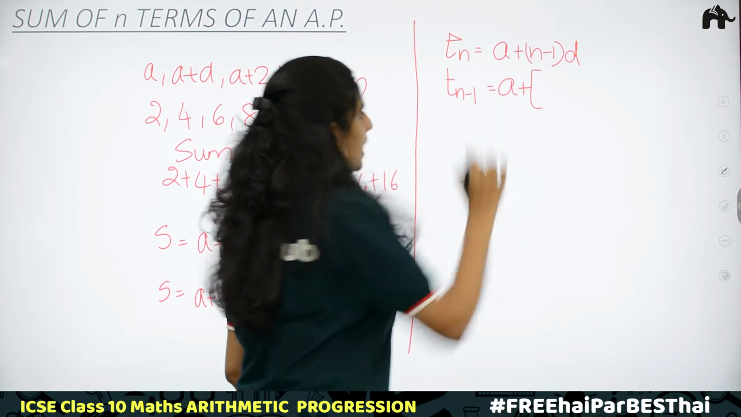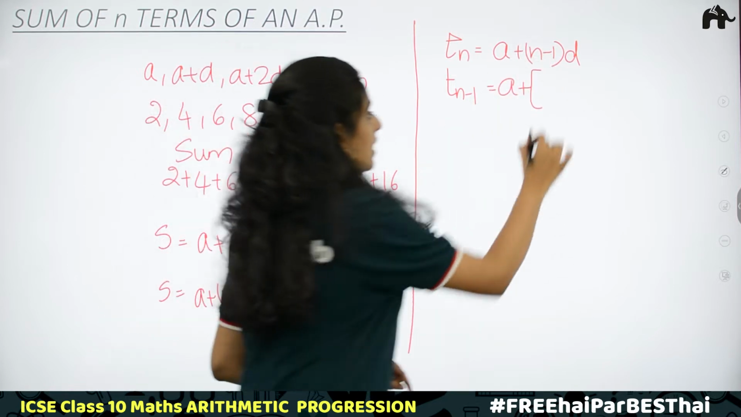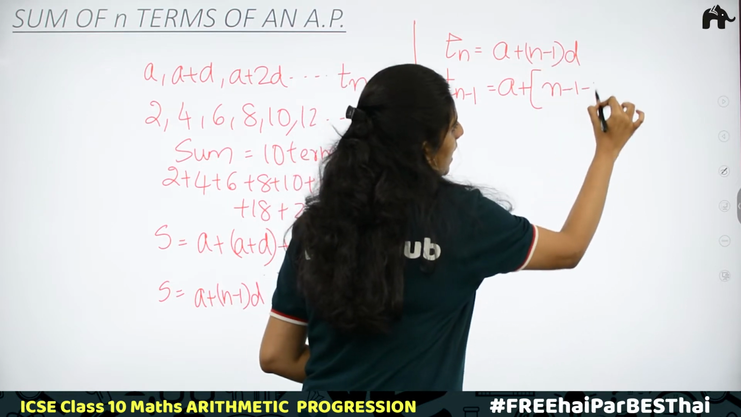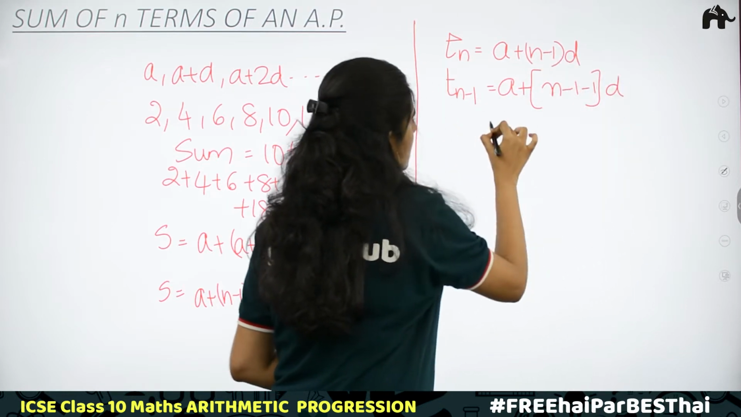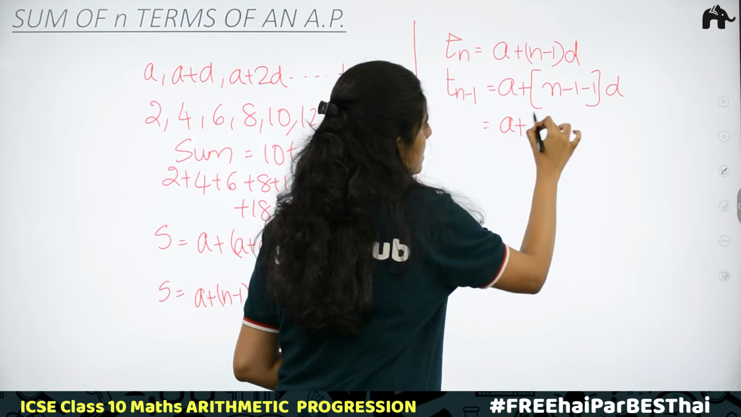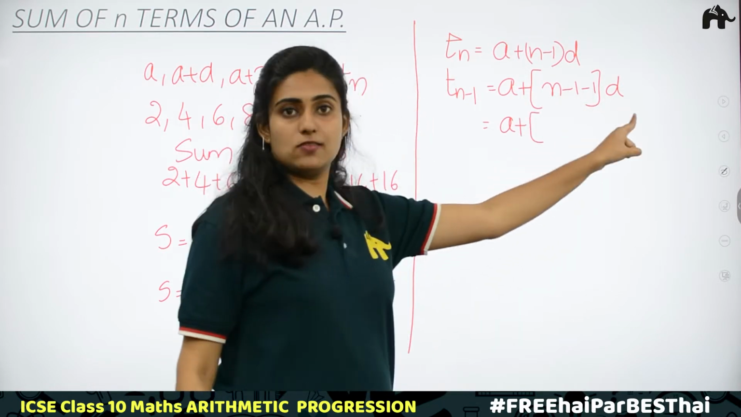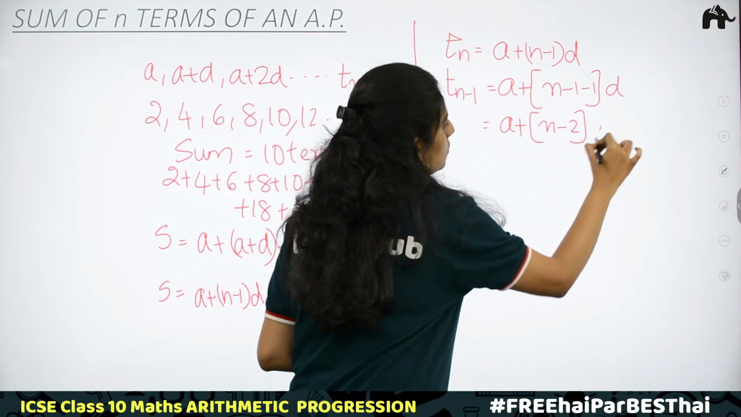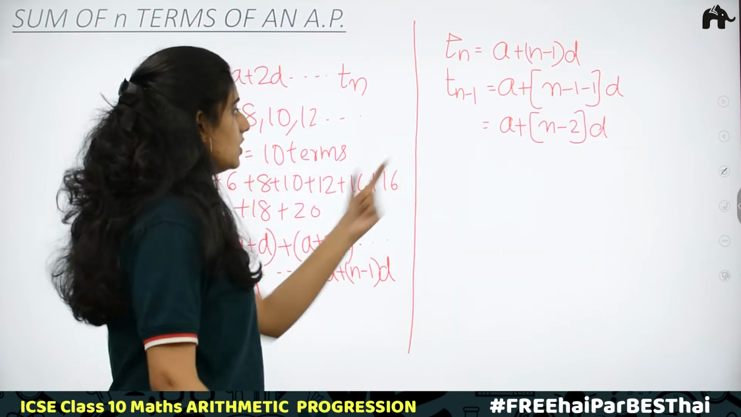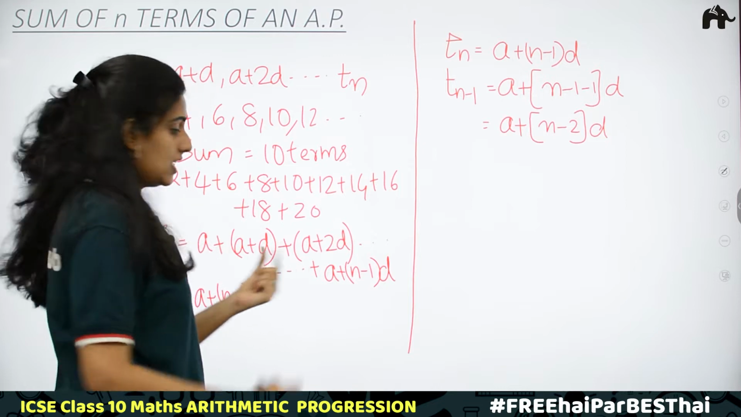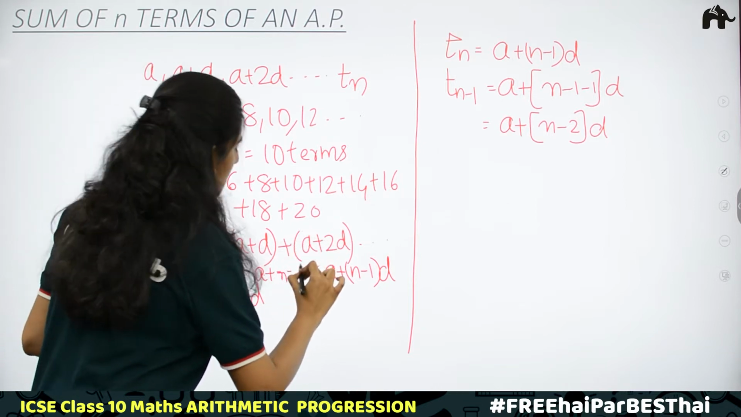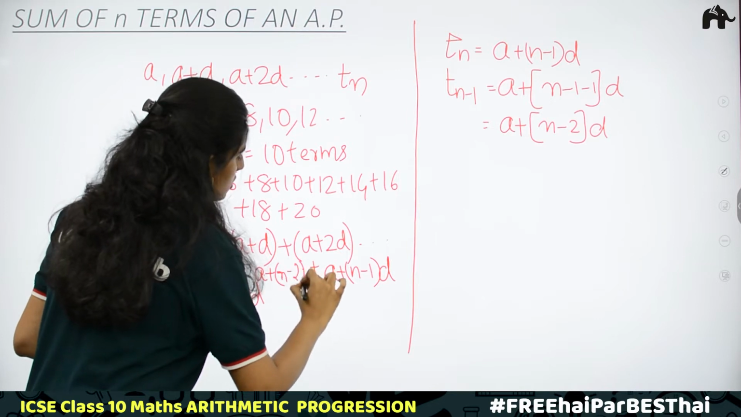That will be equal to a plus, in place of n, we have to put n minus 1. n minus 1, here we have another minus 1, into d. That is equal to a plus n minus 1 minus 1, which is n minus 2, into d. Okay. So, this is the term that comes here: a plus n minus 2 into d.